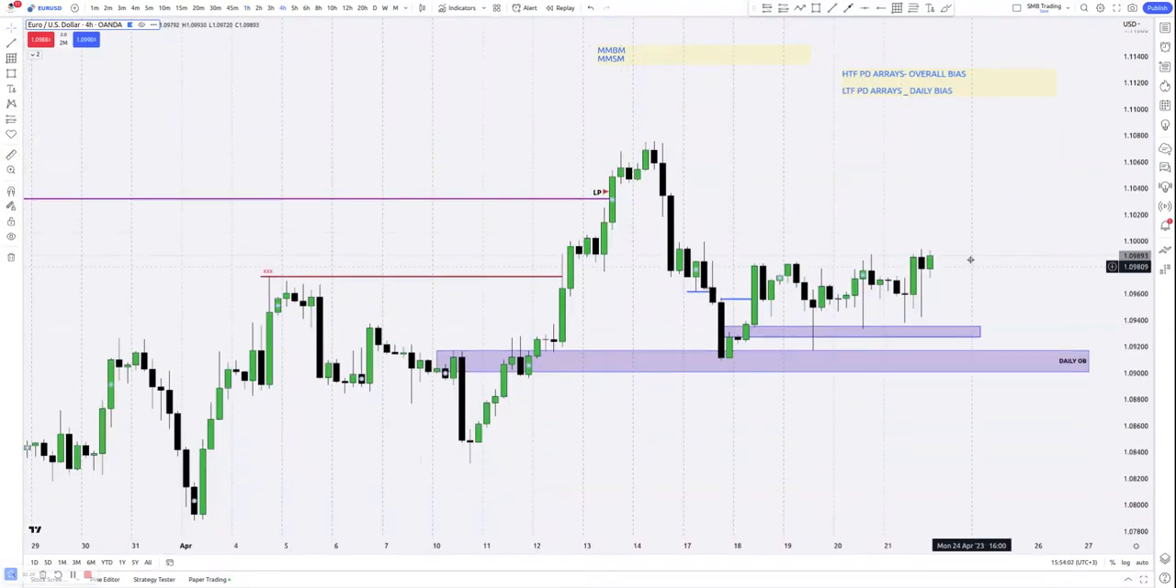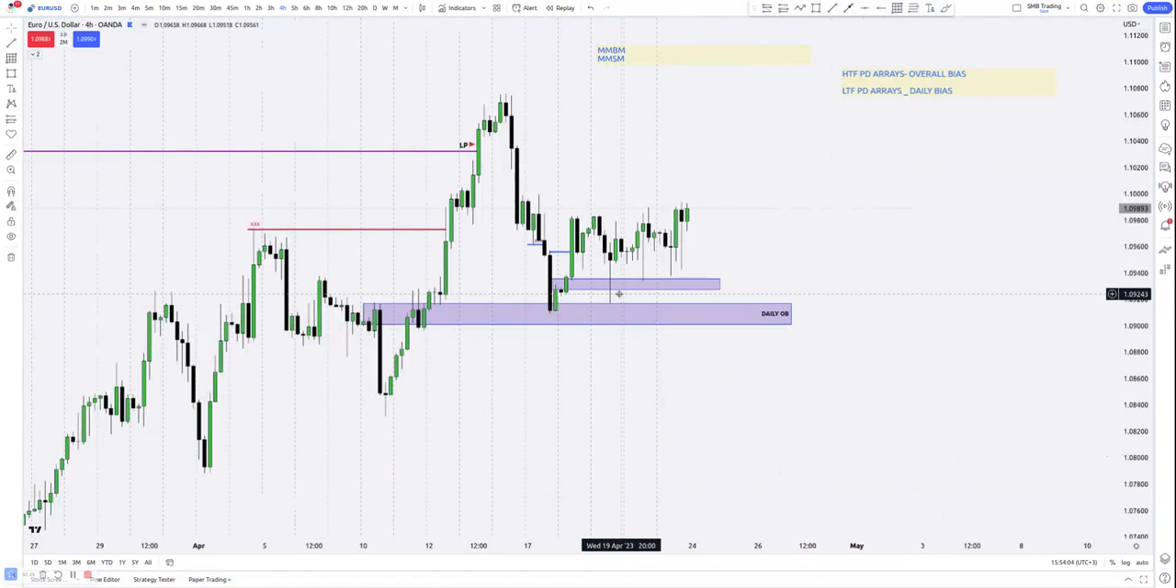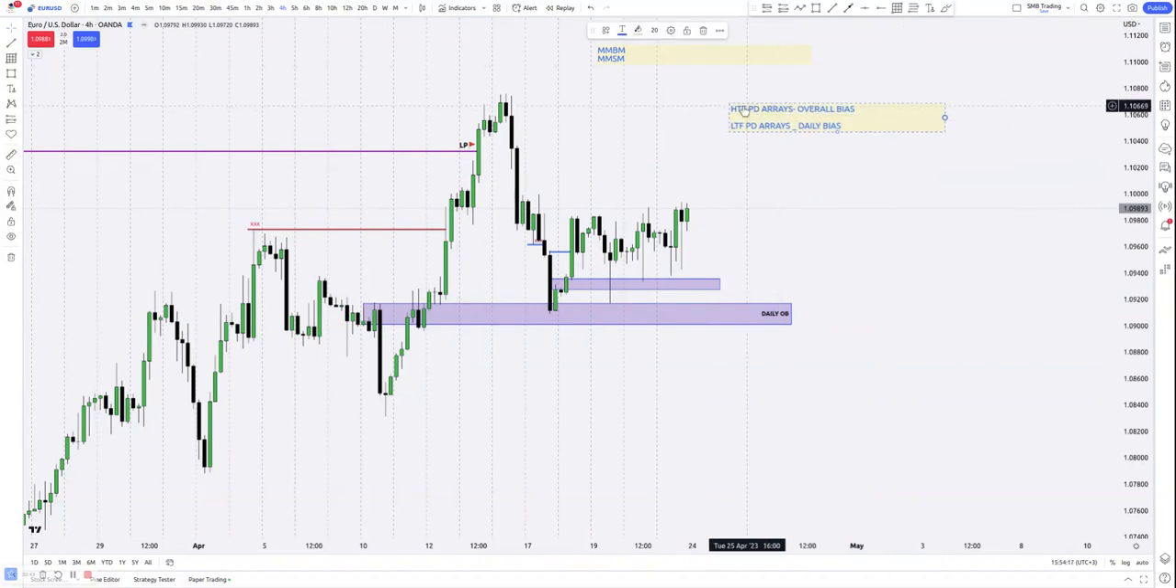Now, we buy from here. So now we are back in the overall bias of the higher time frame, because we've been selling, right? But even though we've been selling, the higher time frame bias is bullish. Now we have a bullish setup, which is in line with the higher time frame overall bias.